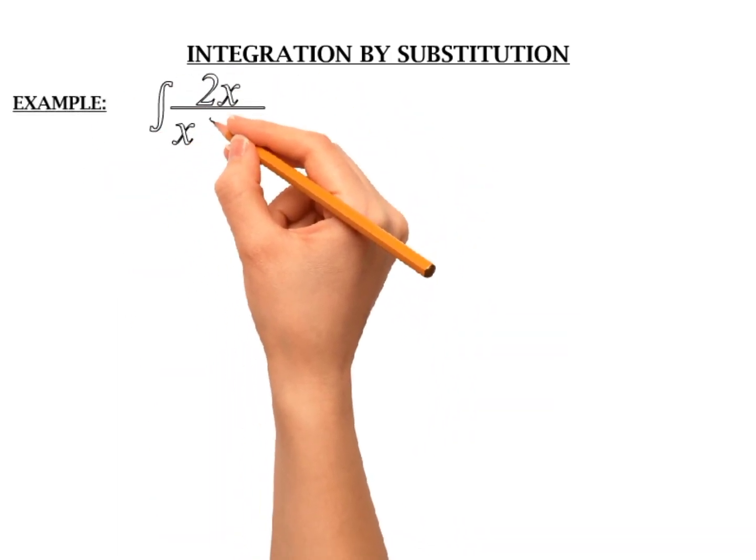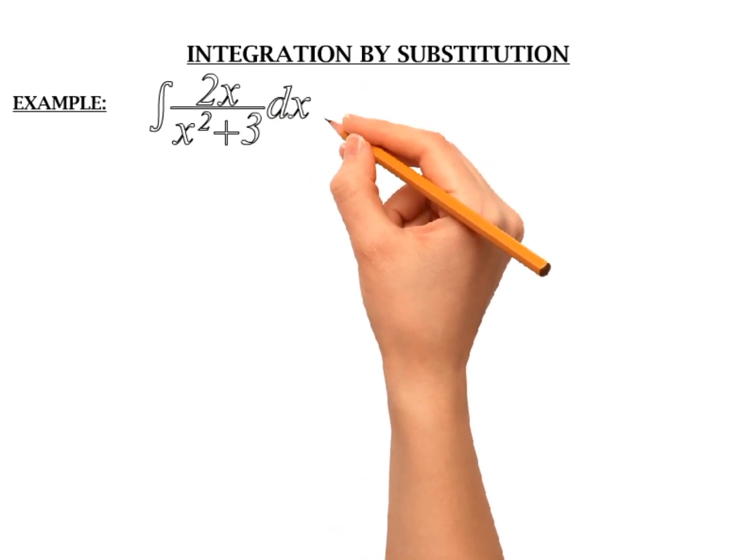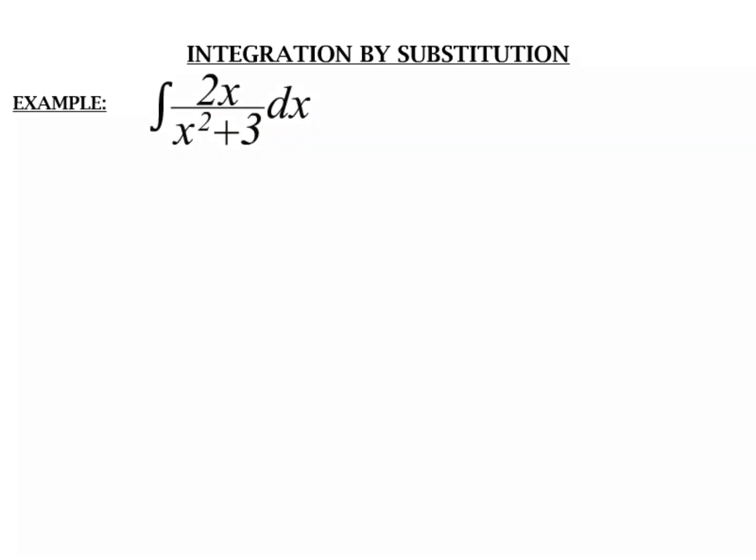Here is a very basic example to start with. Integral of 2x over x squared plus 3 dx. The right substitute to make in each function depends on the nature of the function. There is a trick I would love to teach you. It will help you with your choice of substitute. Let us consider our question here.